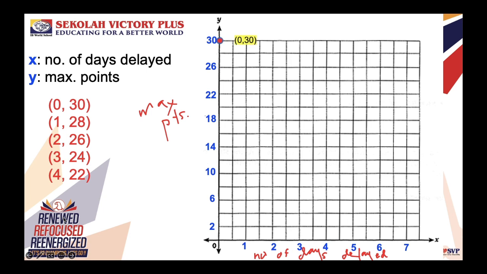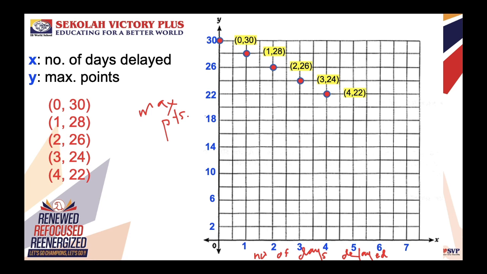So 0, 30. Then you label. It would be better to label so that you would know and be guided that this is 0, 30. Then we have 1, 28, and so on until all the points are being plotted. Now, obviously, since this shows a linear relationship, we expect that the graph would be a straight line. And if you look at it, it shows a straight line pattern.